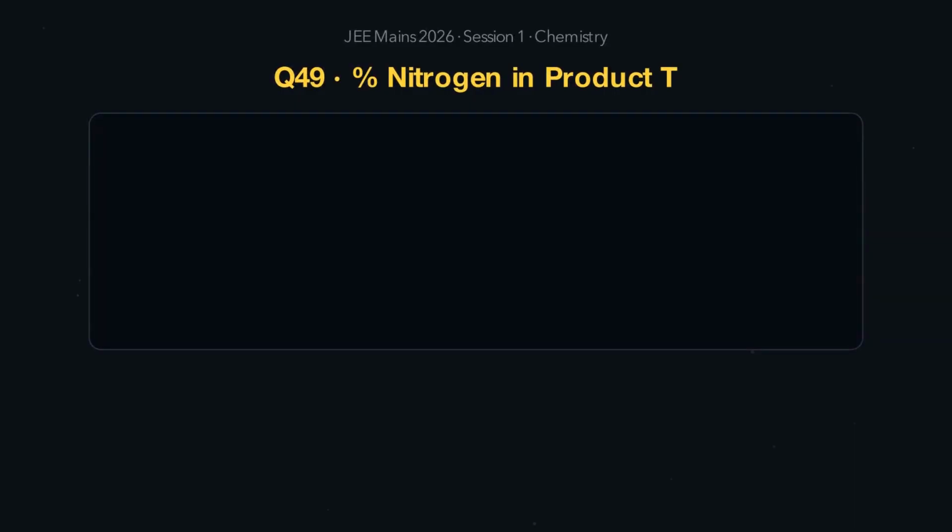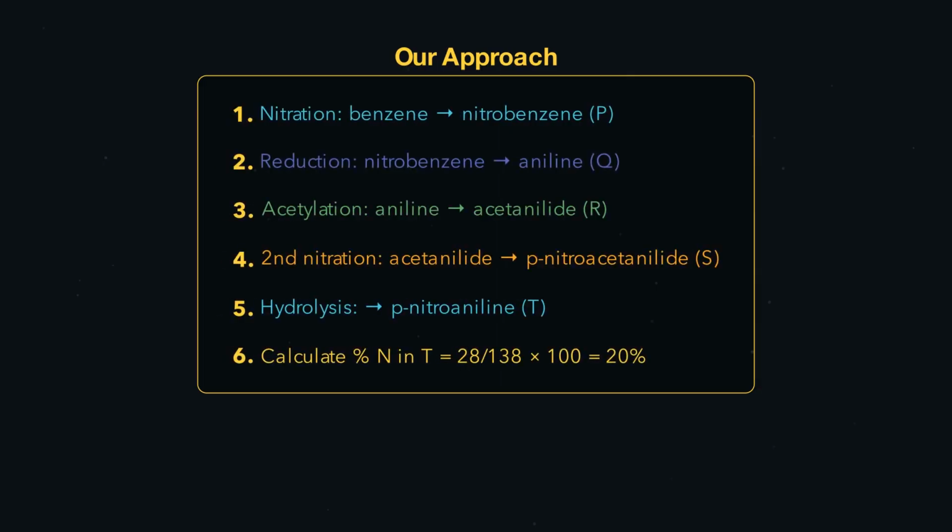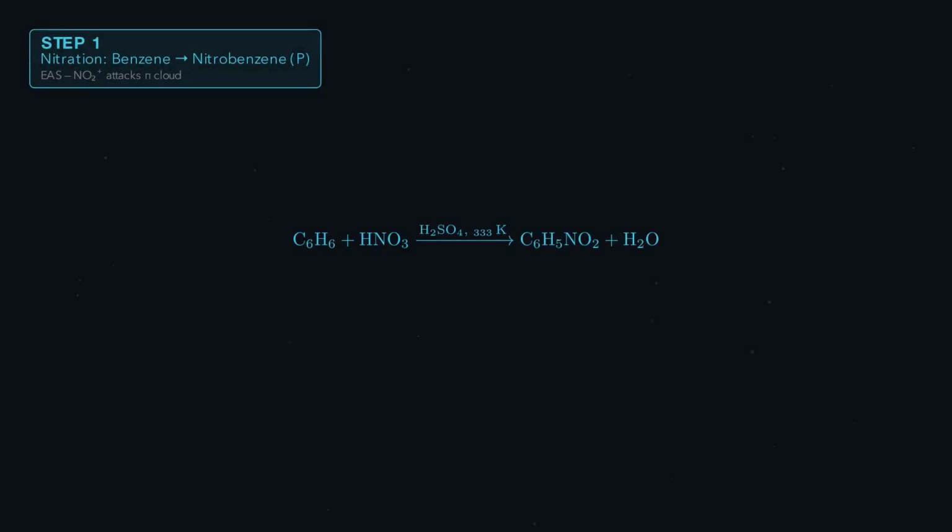5 reactions, 1 chain. And the final product hides 2 nitrogen atoms, not 1. Here's our approach. First, we'll trace each reaction arrow to identify every intermediate. Then we'll pause on the protection-deprotection trick that controls where the second nitro group lands. The key move is recognizing that the final product has 2 distinct nitrogen atoms. Finally, we calculate the percentage using its molecular formula.